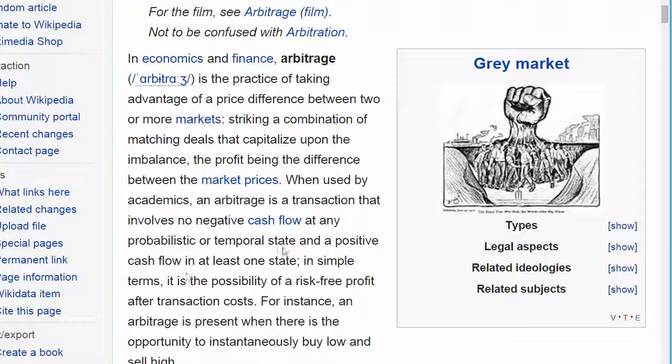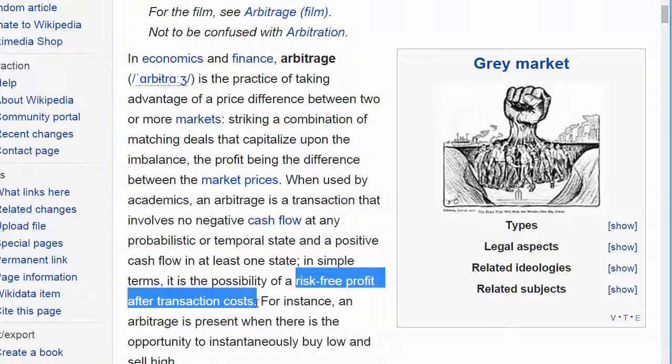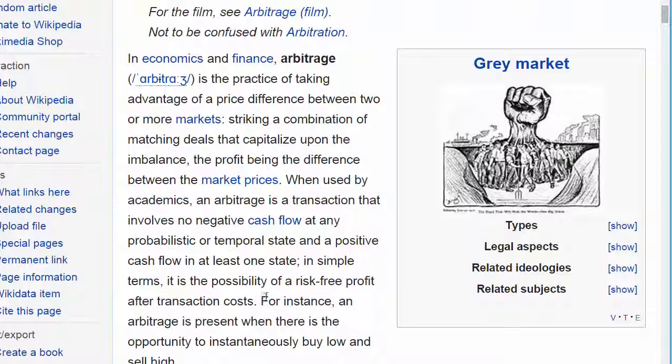Here are a couple of key things that you really want to understand from this elaborate definition of arbitrage. It's basically a transaction that involves no negative cash flow. It is the possibility of a risk-free profit after transaction costs. And arbitrage is present when there is an opportunity to buy low and sell high at the same time. So hopefully that makes sense. Doesn't? Let me give you a couple of examples.